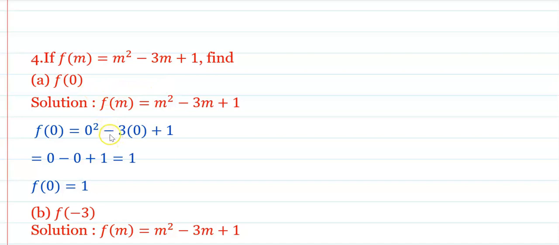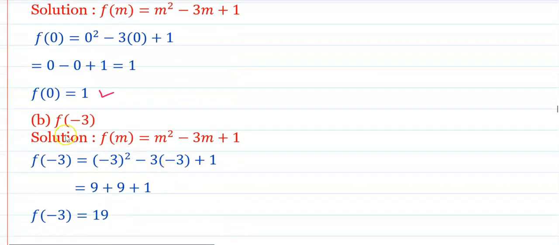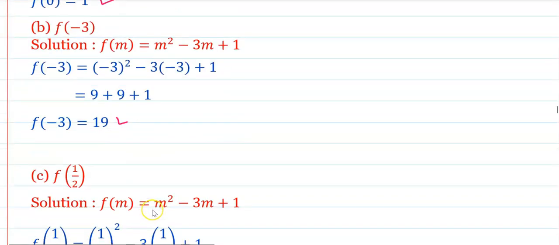We have to find out the value of f of 0. Replace this m by 0: 0 square minus 3 into 0 plus 1, and overall you will get 0 minus 0 plus 1, and f of 0 is 1. Now f of minus 3, again the polynomial f of m is equal to m square minus 3m plus 1. m is replaced by minus 3. f of minus 3 is equal to (minus 3) square minus 3 into minus 3 plus 1. Minus 3 square is 9, plus 9, plus 1, and overall you will get f of minus 3 is equal to 19.